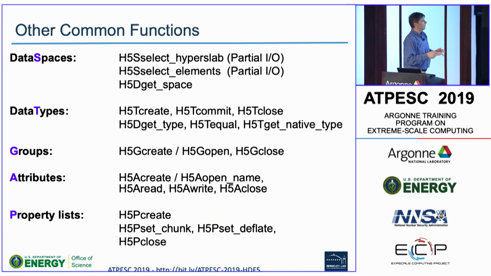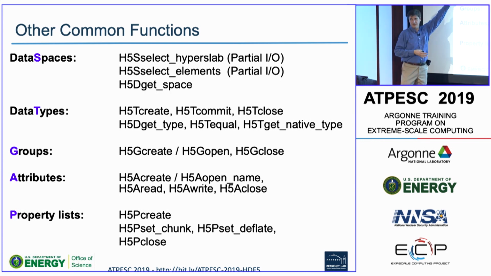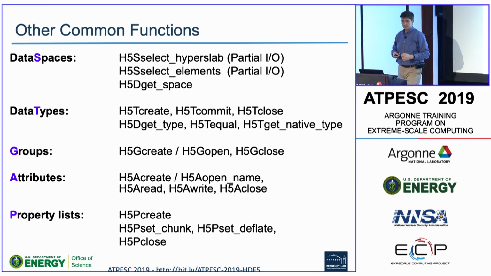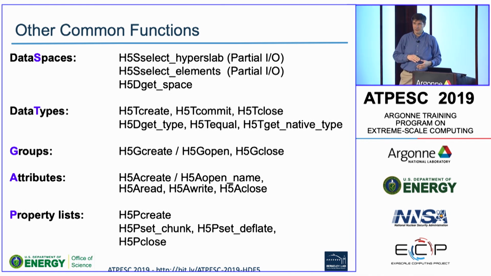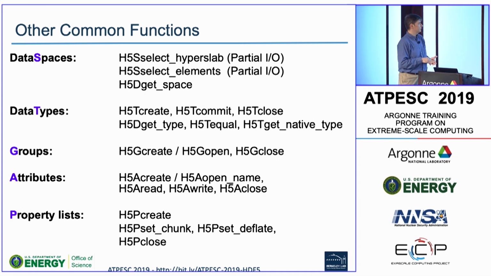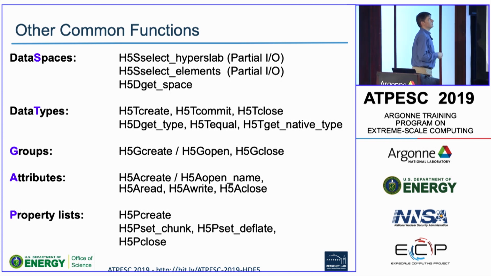So other common routines to get started, right? This is kind of like, once you get past that first 7, this next 20 is a good start. How do you do subset I/O? I'll talk about it here, but select hyperslabs, select elements in the data space. If you need to retrieve the data space, meaning the array size of this data set on disk, that's H5Dget_space.